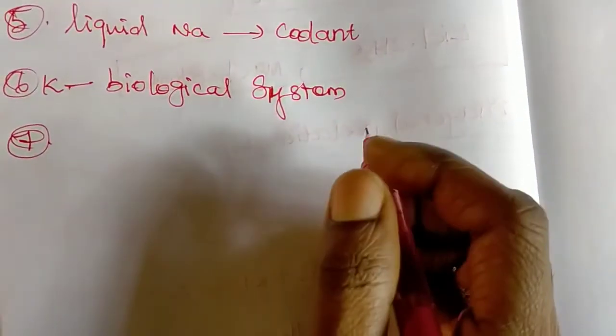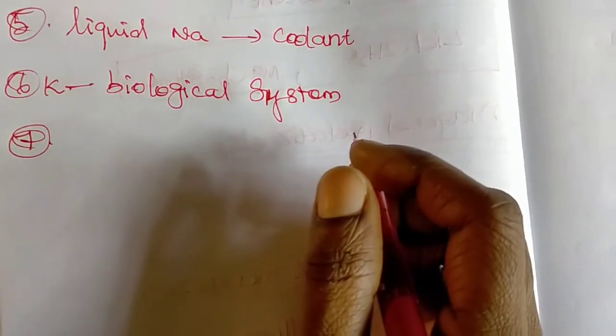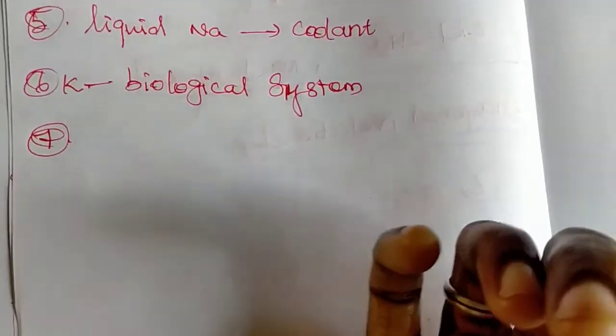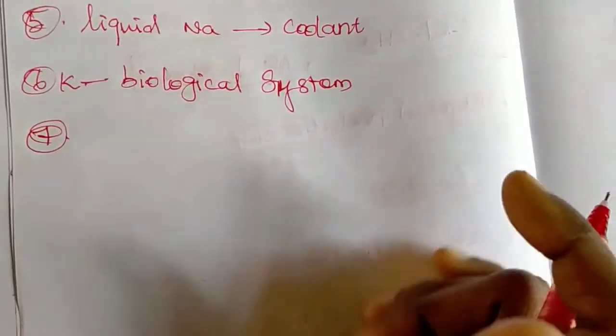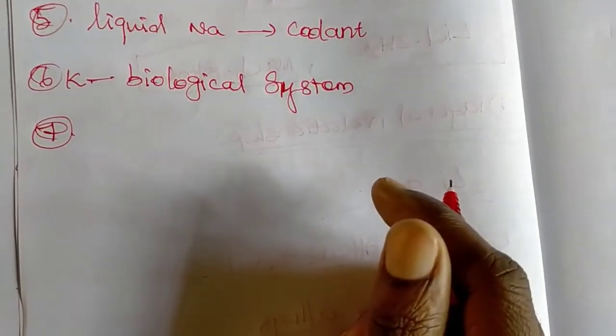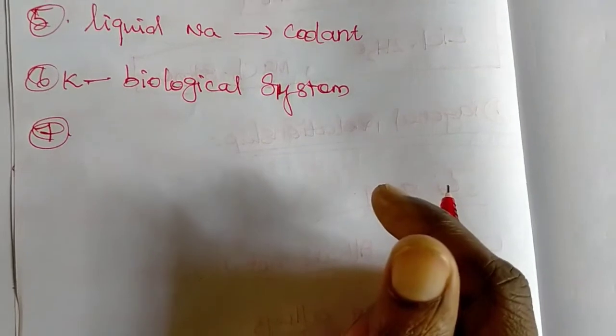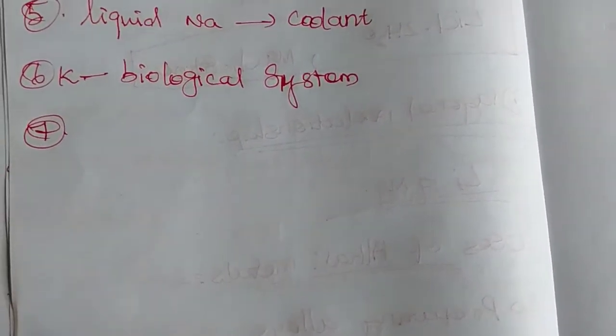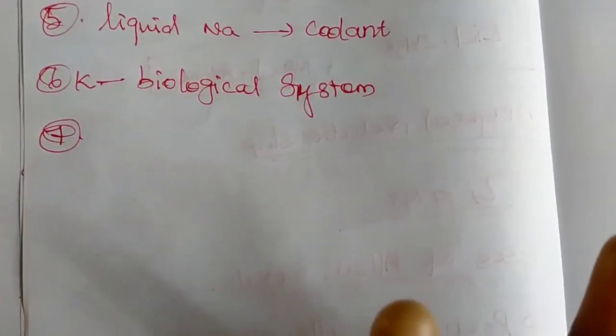Potassium chloride is used as a good fertilizer, and potassium hydroxide is used to manufacture soft soaps. Also, potassium hydroxide is an excellent absorbent of carbon dioxide; it can easily absorb carbon dioxide.